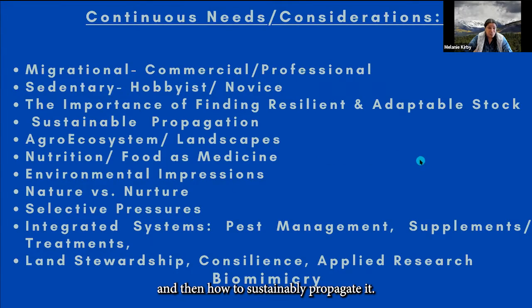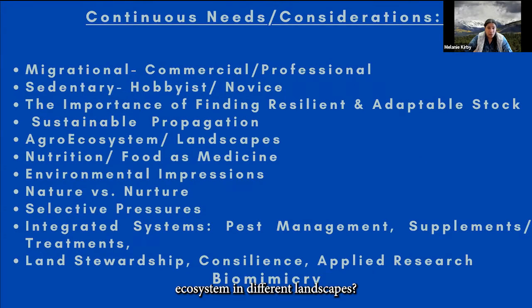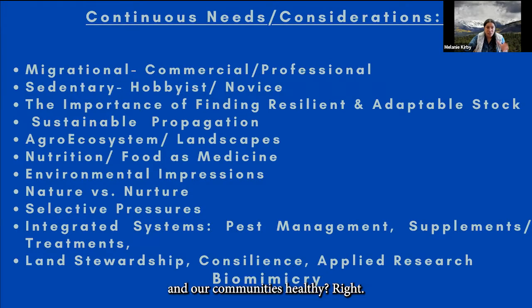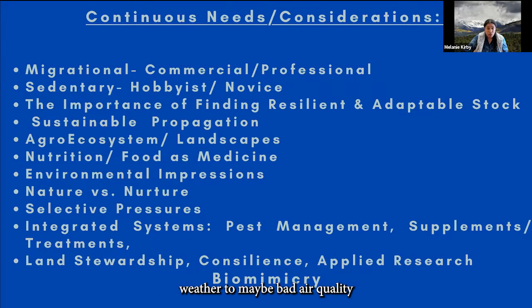And then how to sustainably propagate it. And how does that integrate with and affect the agroecosystem in different landscapes? And how can we nurture nutrition and food as medicine to not only keep our bees healthy, but to keep us as their stewards and our communities healthy, right? And there are various environmental pressures which, depending on where you're at, can range from shifting weather to bad air quality to toxic water or pesticide issues, who knows?